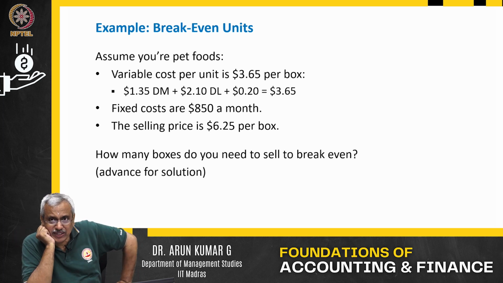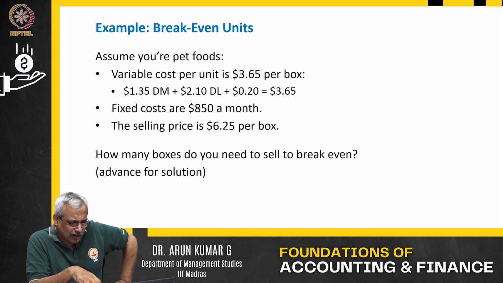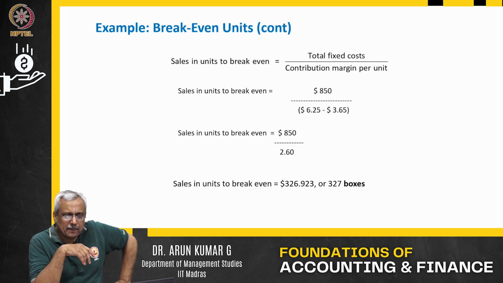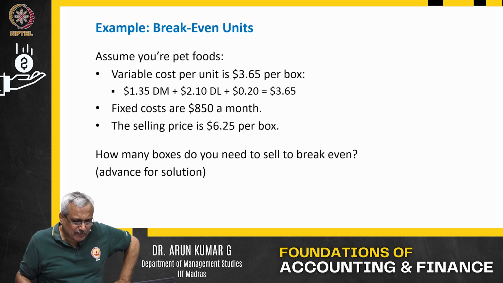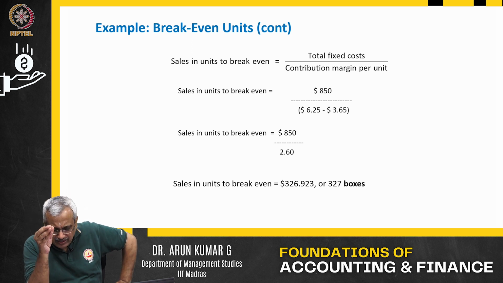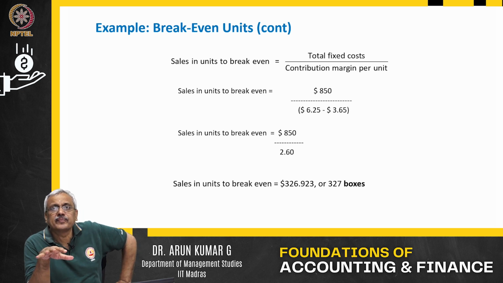How many boxes do you need to break even? I want to calculate the contribution. What is contribution? 6.25 minus 3.65, that is 2.60, is your contribution per unit. What is my fixed cost? My fixed cost is $850 a month. So, I need to look at 326.923, or 327 boxes. If I manufacture that, I am breaking even.